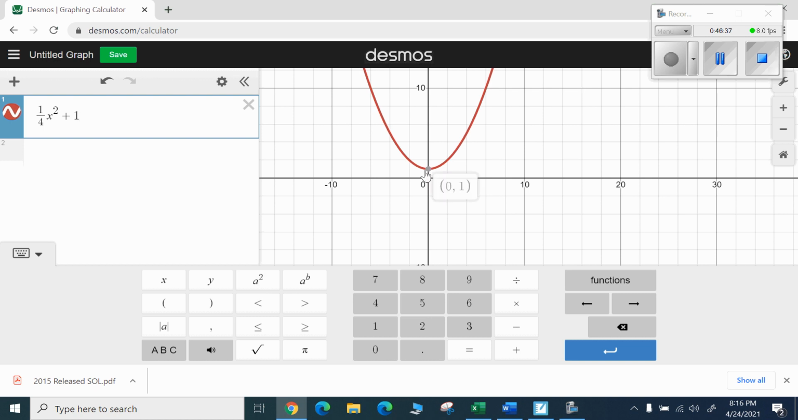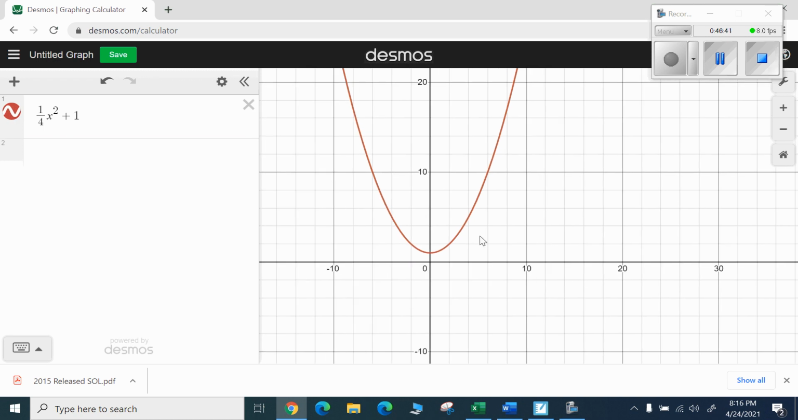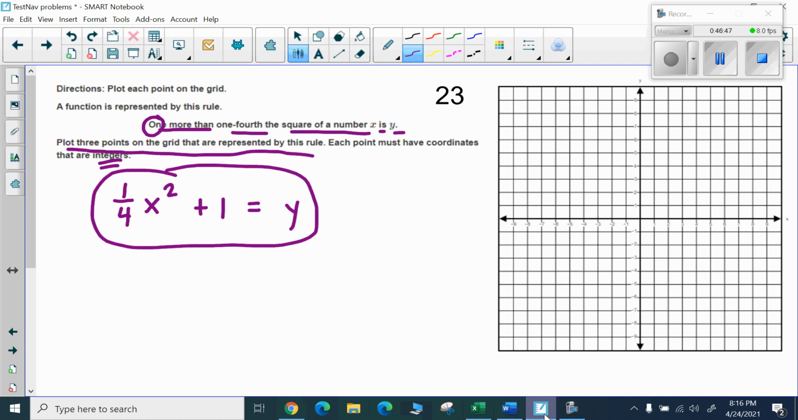So here's one right here. This is called the vertex of the parabola. The vertex is 0, 1. So you would go to your graph that they give you and you would put a dot on 0, 1. They would give you the tools to do that. Then we have to find 2 more points to put on there because it says to plot 3.